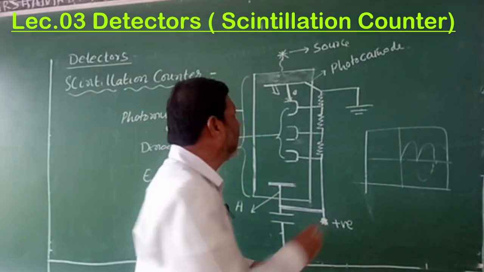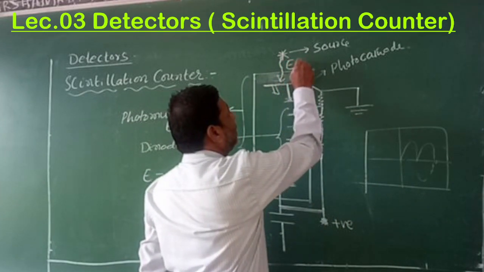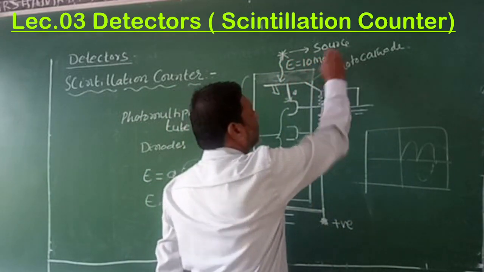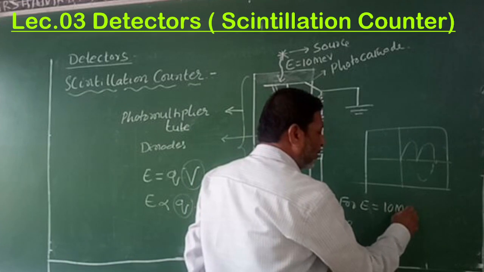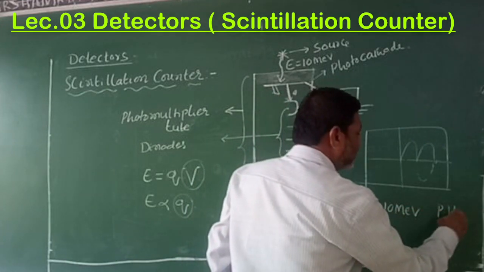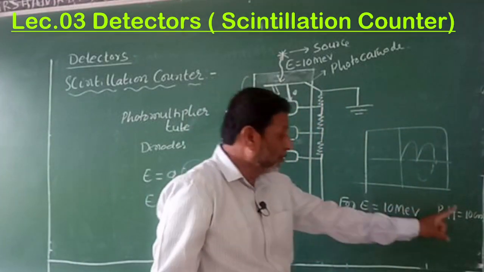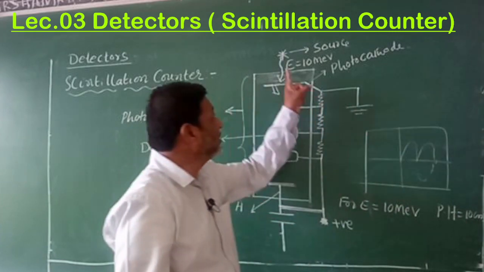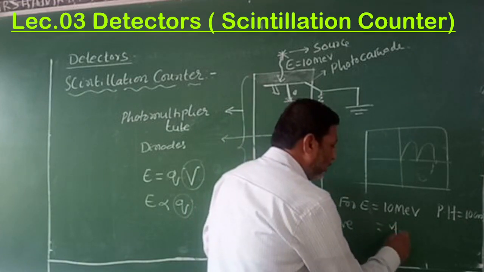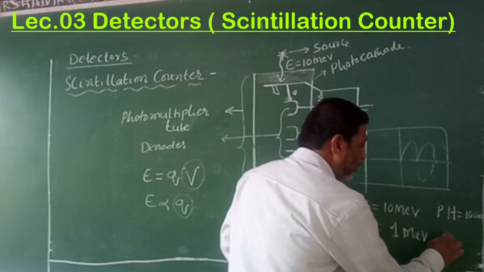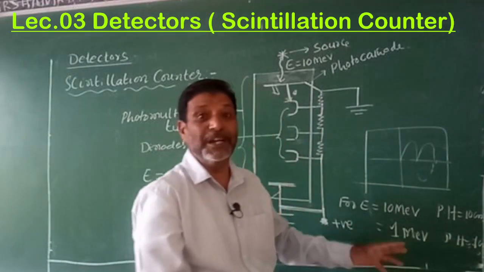How? Let us take an example. Energy of the incident particle is known. Let us say energy E is equal to 10 million electron volts. Then pulse height is equal to 10 centimeter. That means this pulse height of 10 centimeter is for the energy of 10 million electron volts. That means for 1 million electron volt, the pulse height is equal to 1 centimeter. This is calibration.